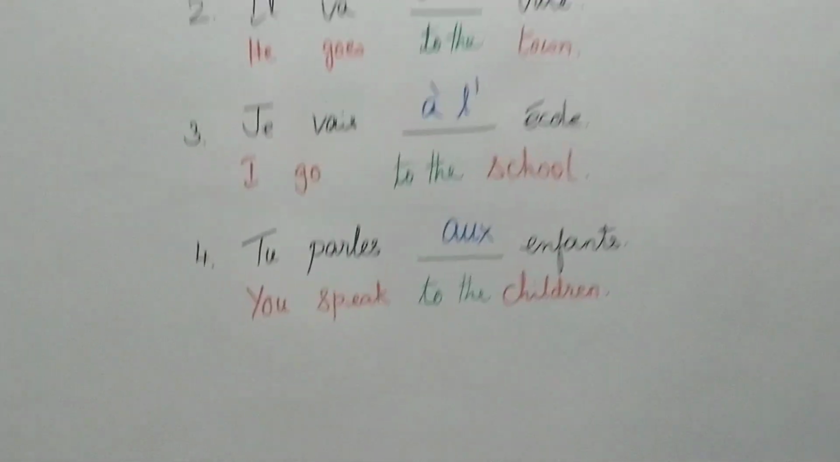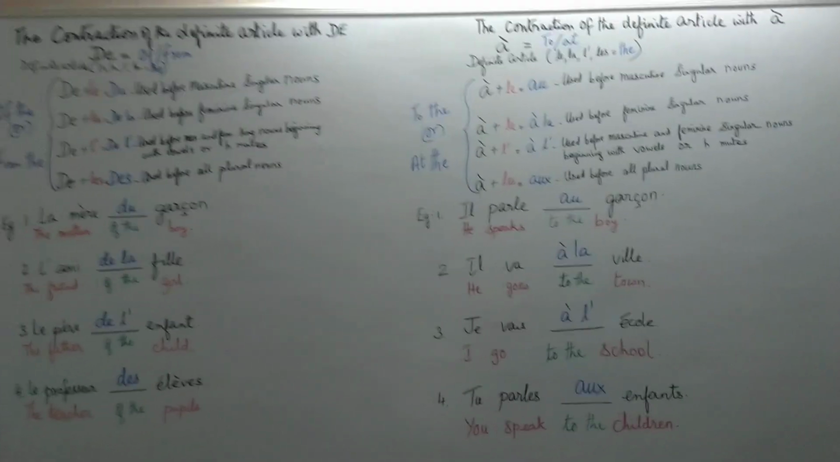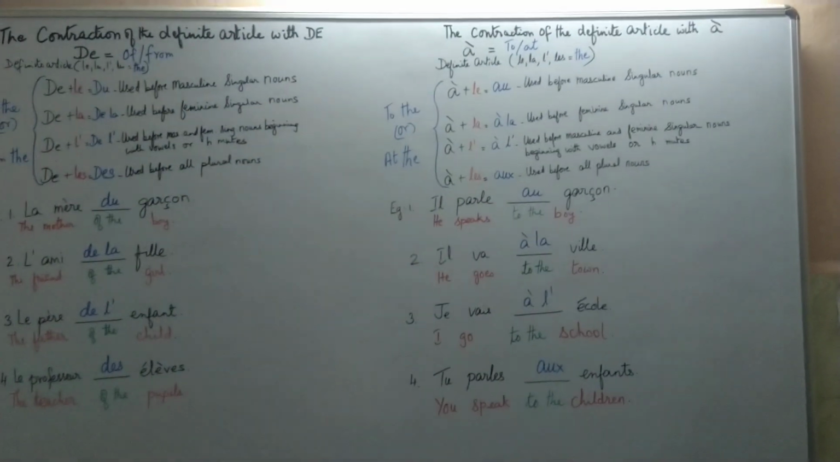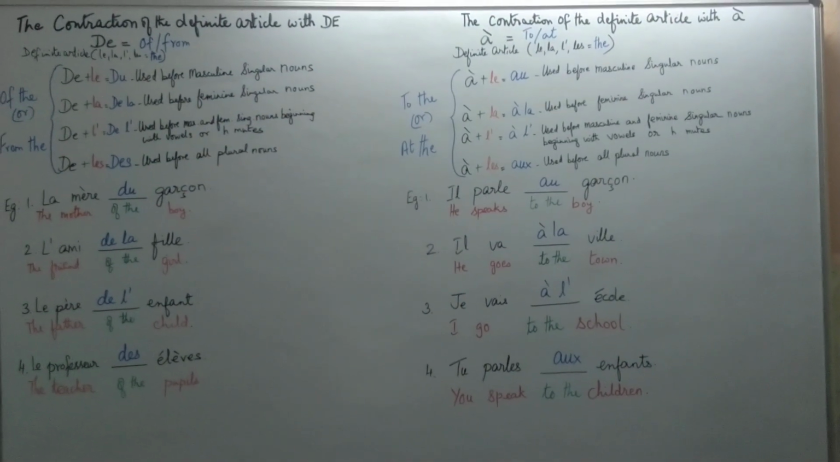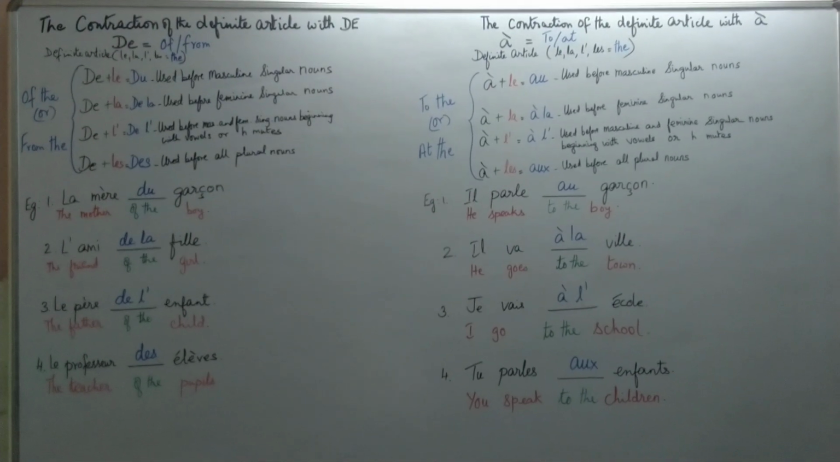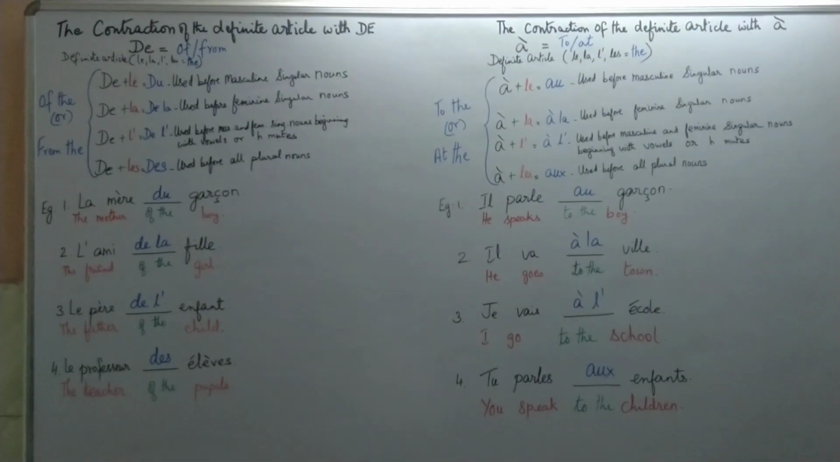I hope by now you would have understood the contraction of the definite article with de and also the contraction of the definite article with à. It is very, very essential that you understand this in order to do the exercises of the lesson.